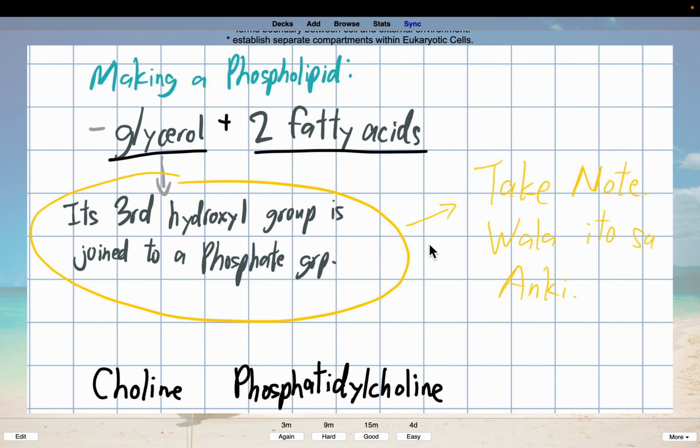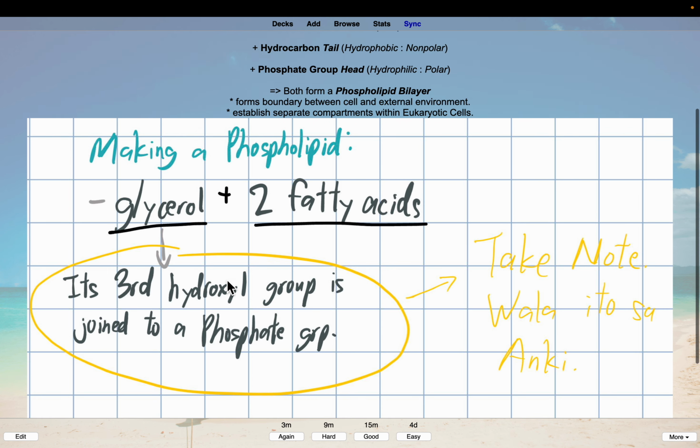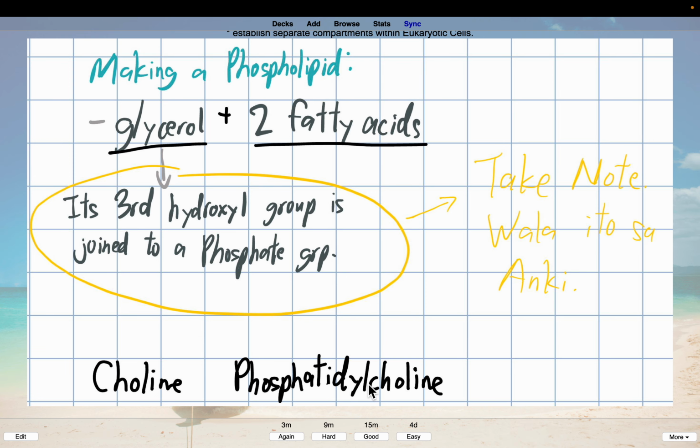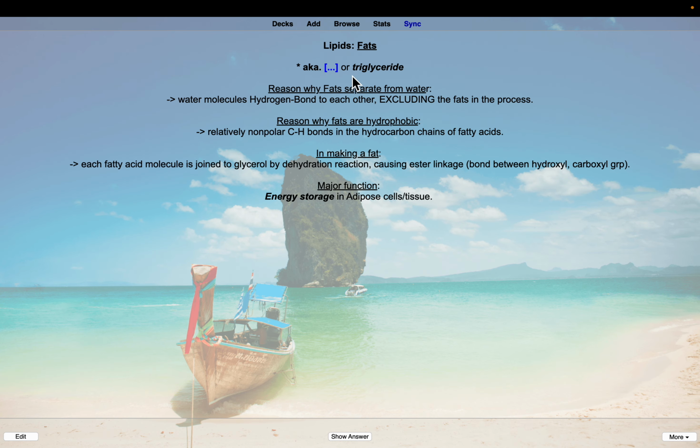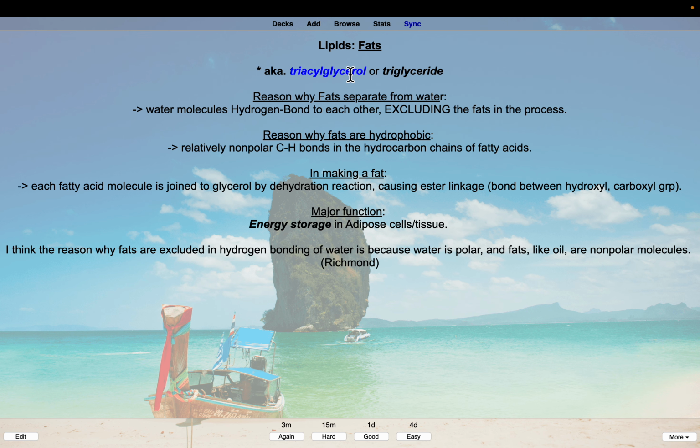Okay. It appears that this is also important to know. I did not add this in Anki, so it's already here in the picture anyway. So glycerol, its third hydroxyl group is joined to a phosphate group. I think these are just examples. Okay, we've seen this earlier.